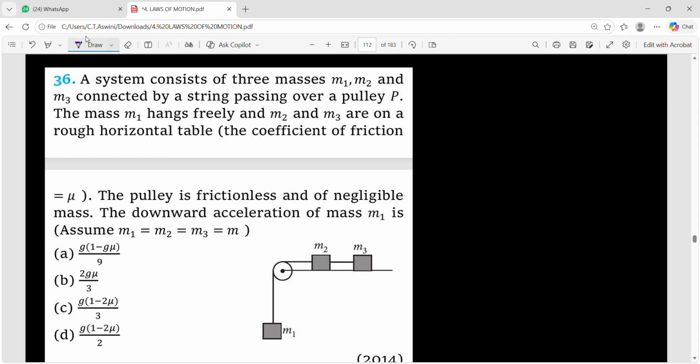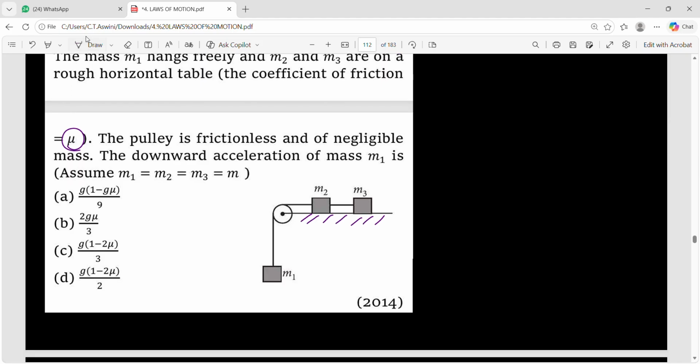A system consists of three masses, m1, m2 and m3, connected by a string passing over a pulley P as shown in the figure 5. The mass m1 hangs freely as you can see here. m2, m3 are on the rough horizontal table. That means frictional force is present. And that coefficient is mu. Pulley is frictionless and of negligible mass.